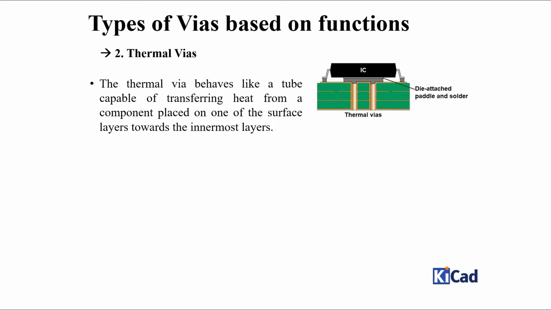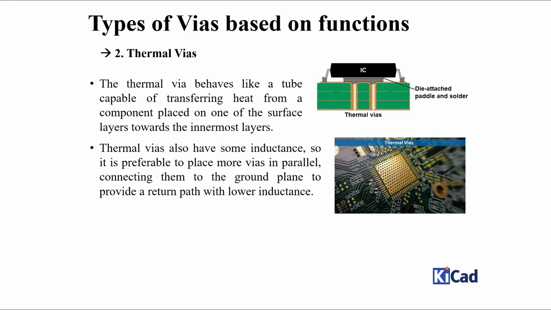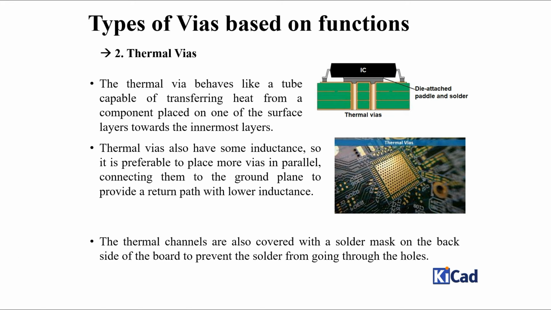The thermal vias behave like a tube capable of transferring heat from a component placed on one of the surface layers towards the innermost layer. Thermal vias also have some inductance, so it is preferable to place more vias in parallel connecting them to the ground plane to provide a return path with lower inductance. The thermal channels are also covered with a solder mask on the back side of the board to prevent the solder from going through the holes.